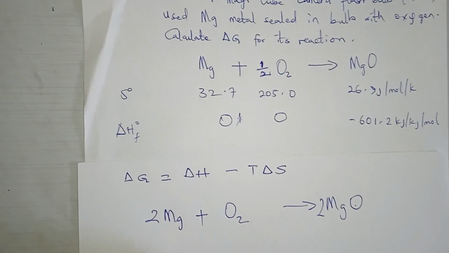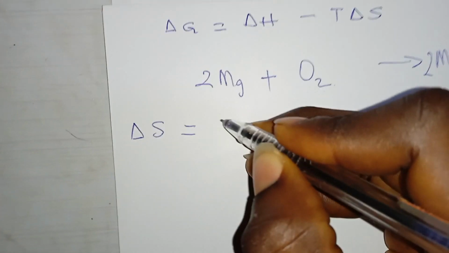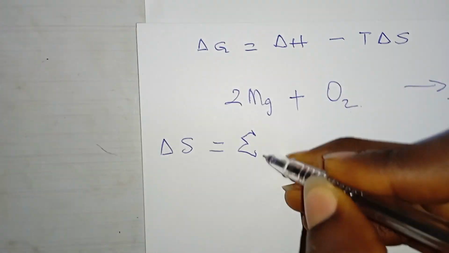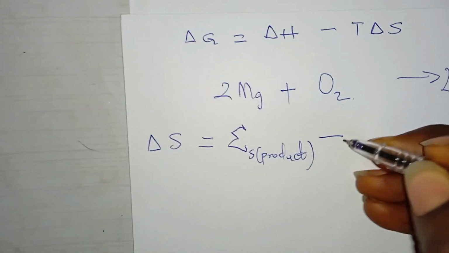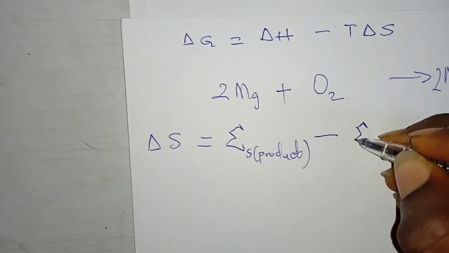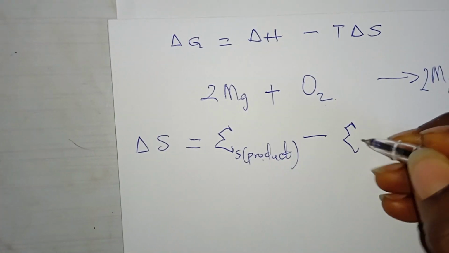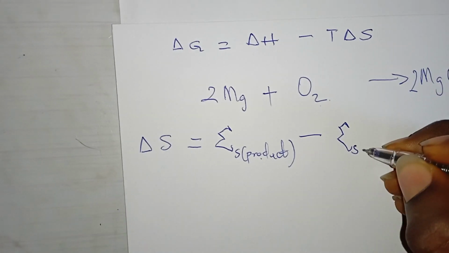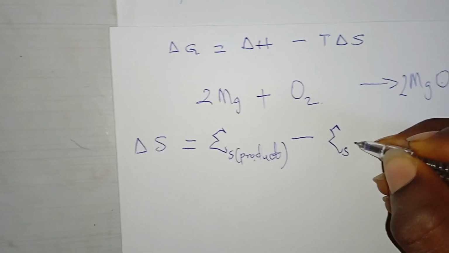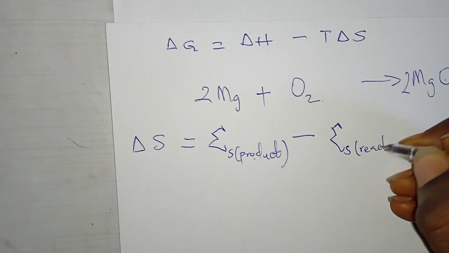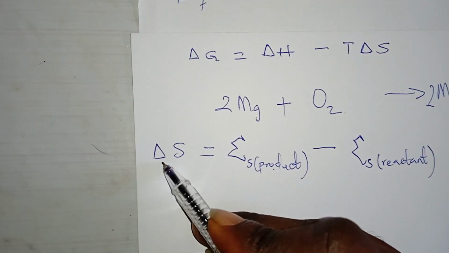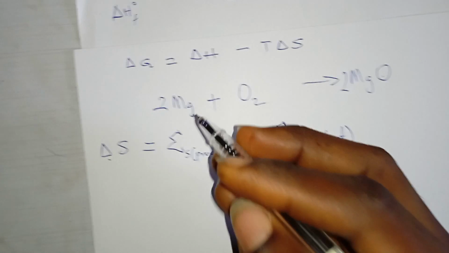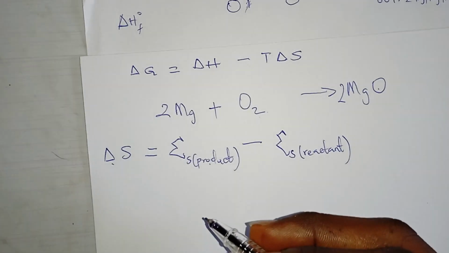So making use of what I have now, I will have that change in entropy is the same thing as the sum of entropy of products, because entropy is a state function. So it means final minus initial, so minus the sum of entropy of reactants. Remember I told you that anytime you see this delta, it means that it's a state function.